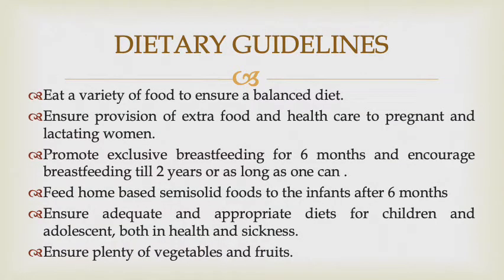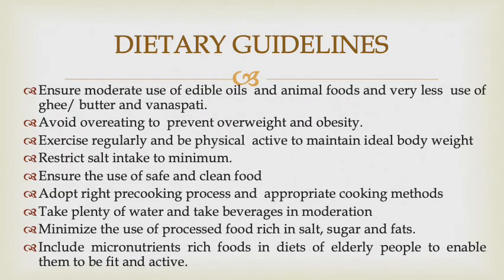Dietary guidelines. Eat a variety of food to ensure a balanced diet. Ensure provision of extra food and healthcare to pregnant and lactating women. Promote exclusive breastfeeding for 6 months and encourage breastfeeding till 2 years or as long as you can. Feed home-based semi-solid foods for the infants after 6 months. Ensure adequate and appropriate diets for children and adolescents, both in health and sickness. Ensure plenty of vegetable and fruit intake. Ensure moderate use of edible oils and animal foods and very less use of ghee, butter and vanaspati.